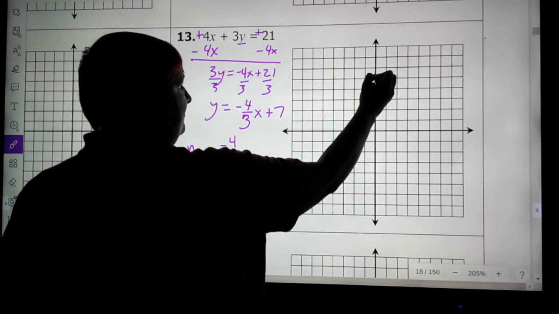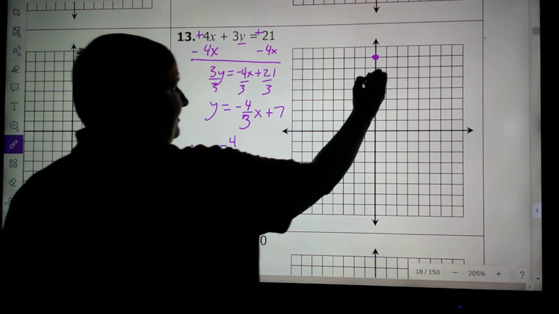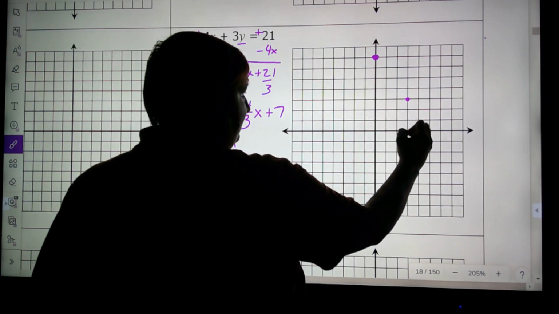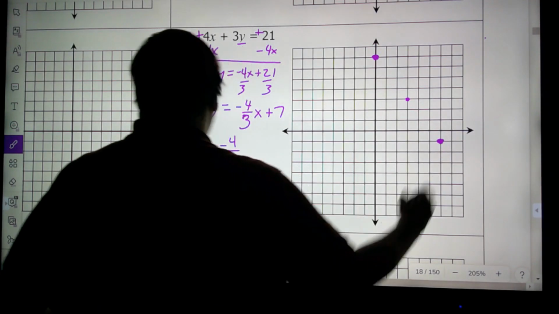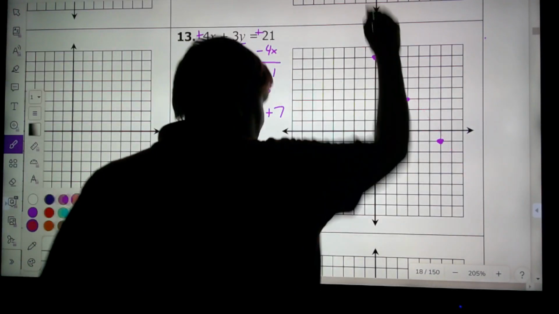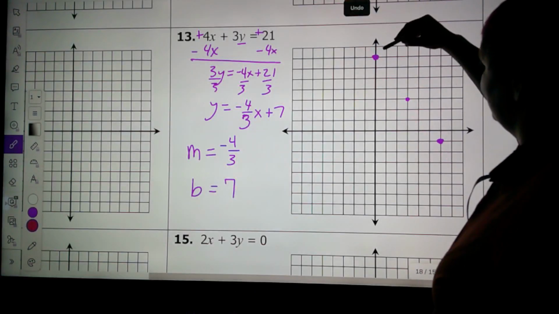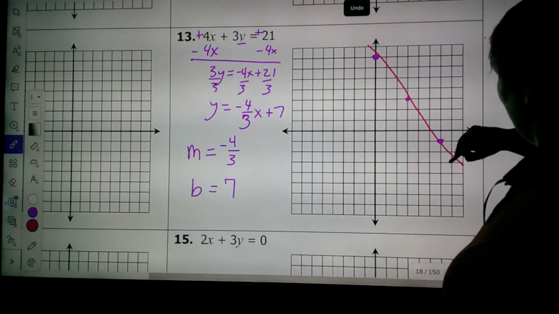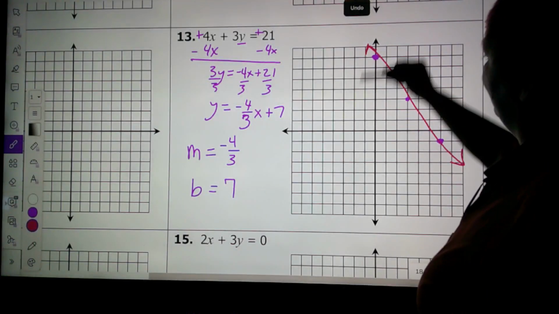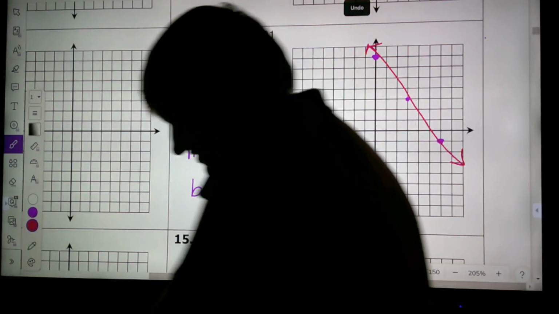1, 2, 3, 4, 5, 6, 7. Down 4, right 3. 1, 2, 3, 4, 1, 2, 3. Just like that. And that's how you do it. I don't like that. Maybe I need to get on this side. Nope. This one's going to be hard because of the angle. Ooh, that's rough. Oh, I'll take it. That's not even close to a straight line. If only I had a ruler.